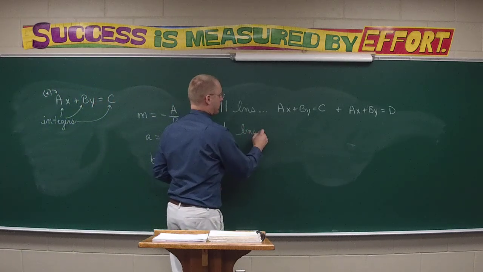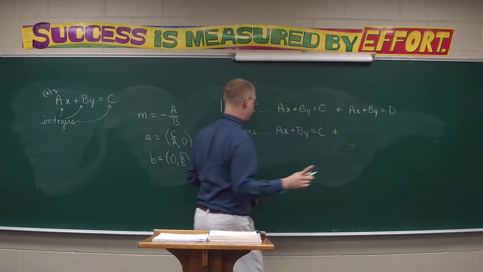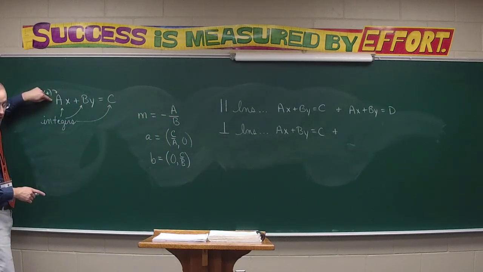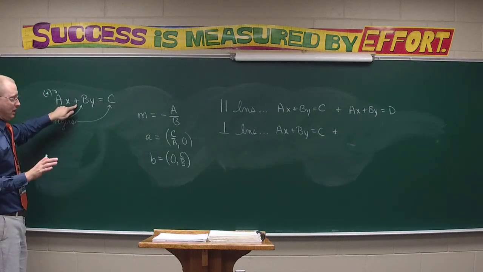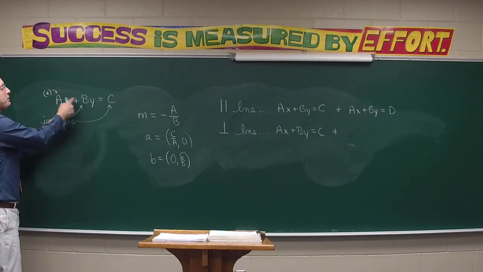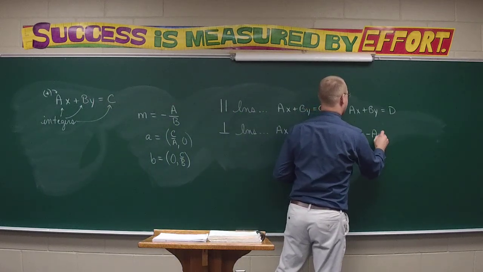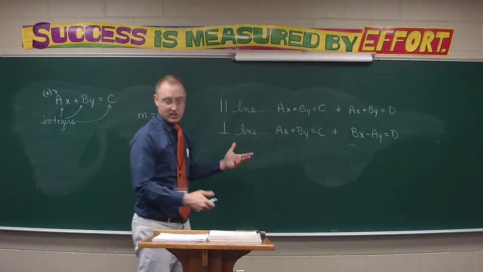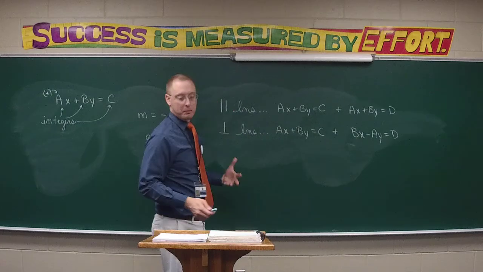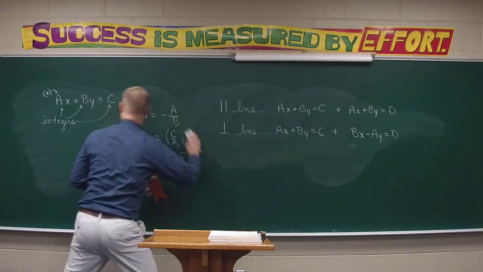Perpendicular lines, on the other hand, have, class, negative reciprocal slopes, which means this sign has to be positive, right? This sign could be positive or negative. So if we change this sign, that would give me a negative slope. And if I flip the numbers, that would make a reciprocal. So a perpendicular line would be Bx minus Ay equals, for instance, D. Does that make sense? So flipping the numbers and changing the middle sign will make a perpendicular line in that general form. So let's build on this thought.